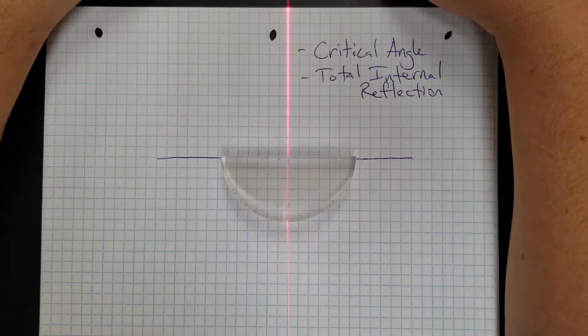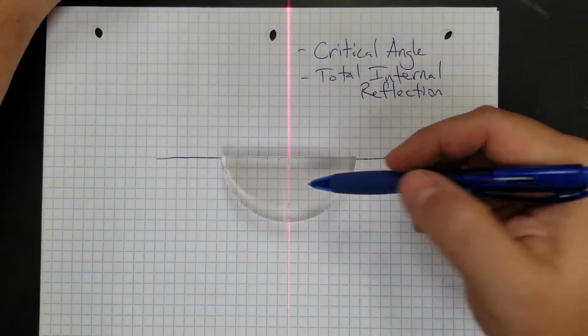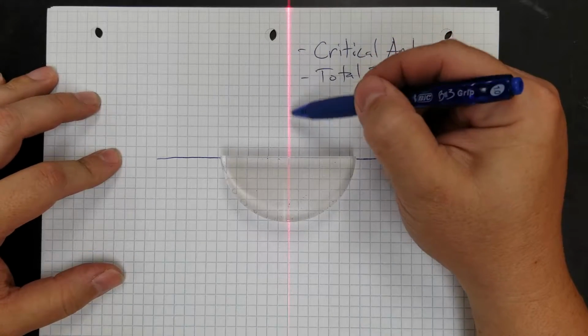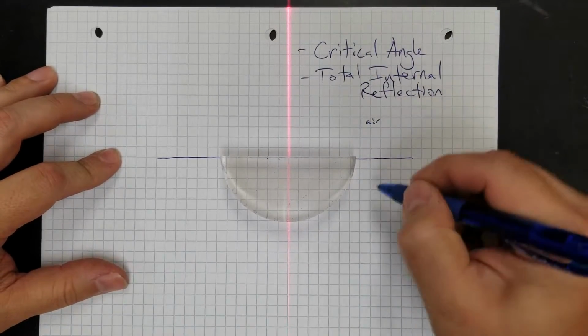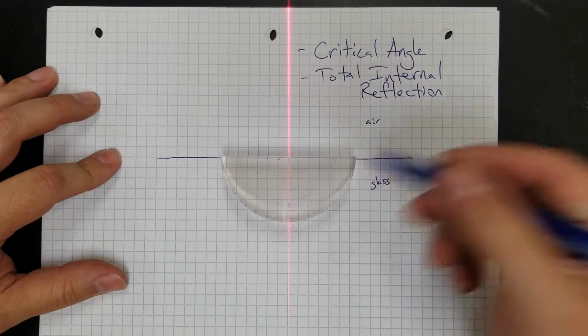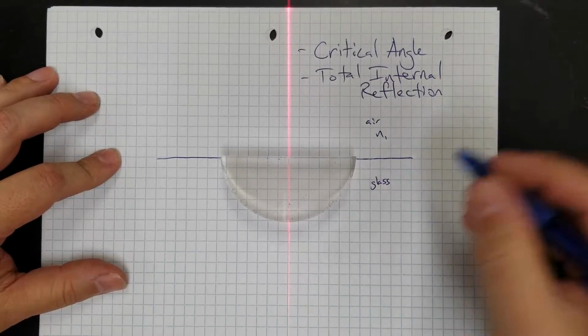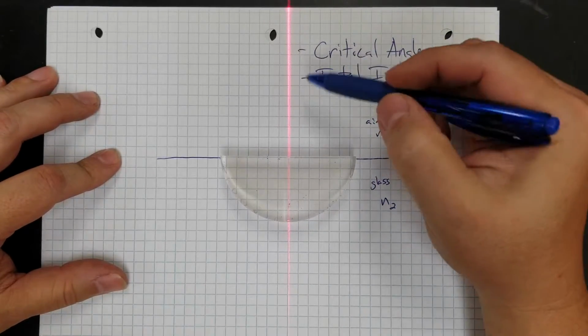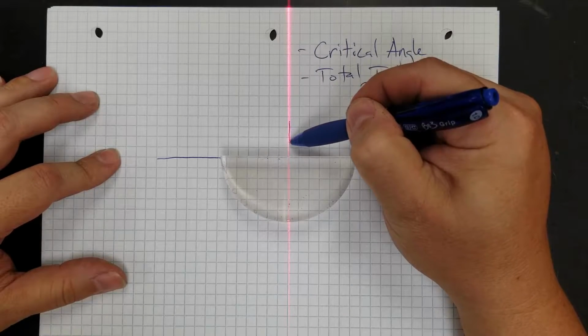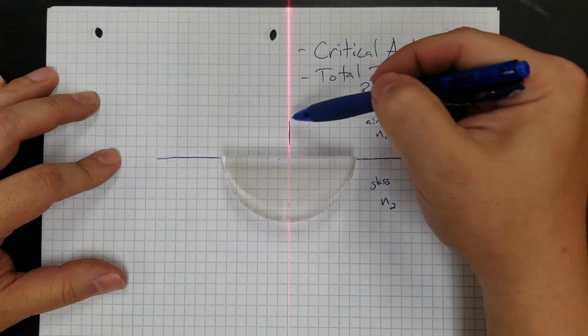Here's my fancy laser thing, and I've got a glass block down here. This beam is going from air to glass. This isn't really glass, it's some sort of plastic, I don't know. We'll call air n1 and glass n2. And remember, when you're doing optics, draw your normal line first, right? So there's my normal line.